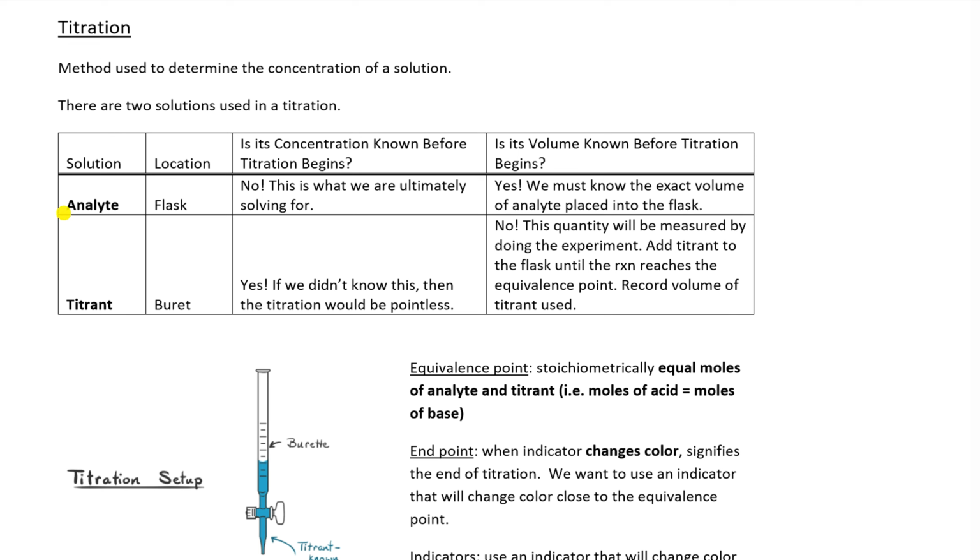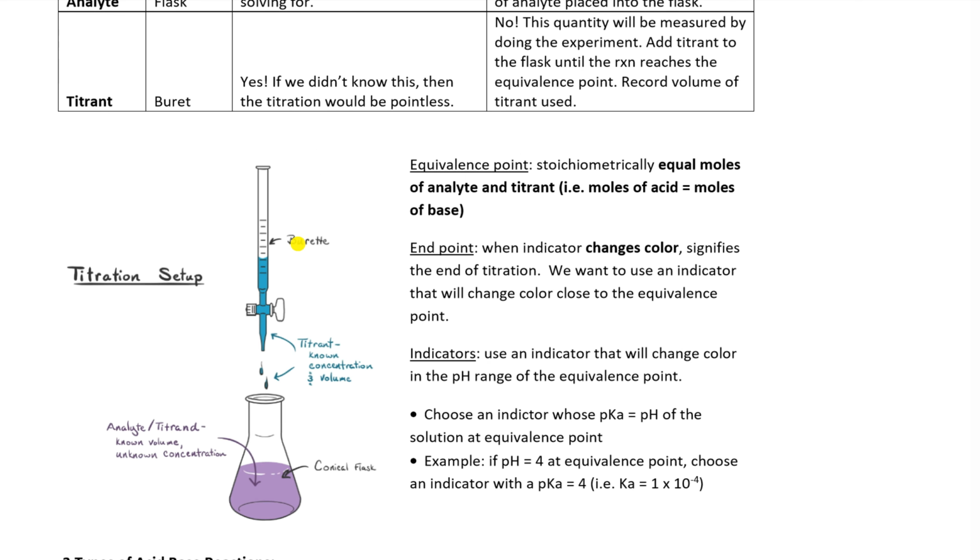So a couple of vocabulary terms that we should be familiar with. The analyte is what you're analyzing, what you're solving the concentration of, and that is going to go into the flask. And then the titrant, what you do know the concentration of, what you're going to add to the analyte and react with it, that's going to go into the burette. So here's your basic setup.